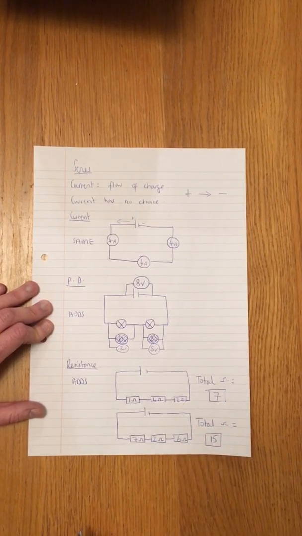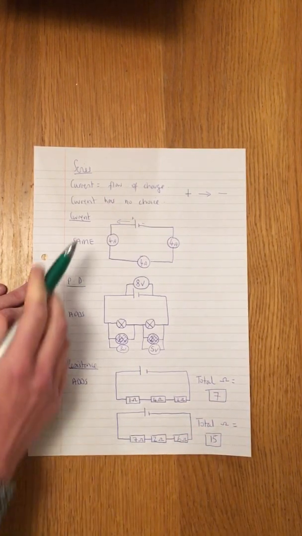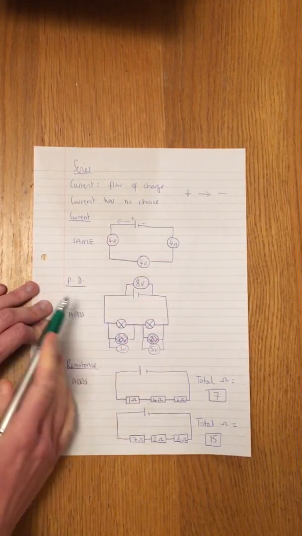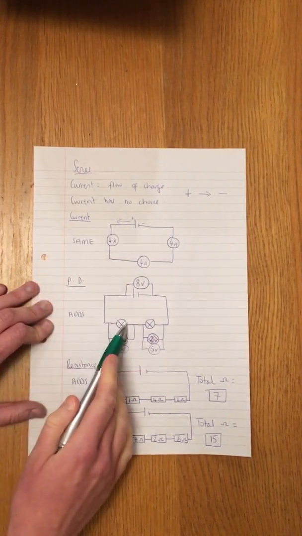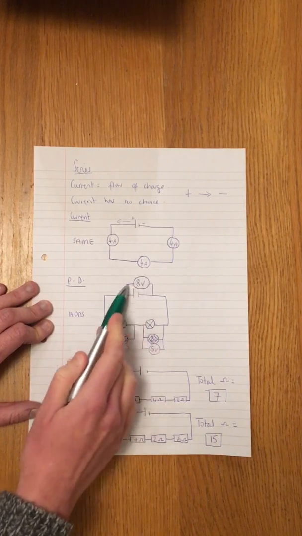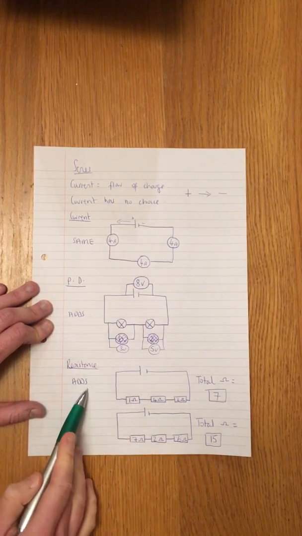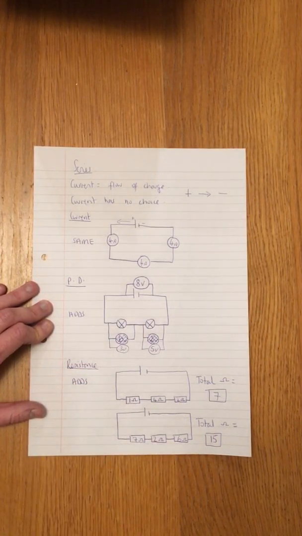to give me 6 ohms. So current is the same the whole way around. Potential difference adds up per component to whatever the total is, and resistance adds up as well. So that's series circuits.